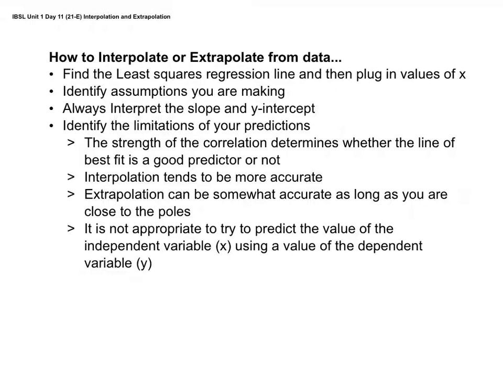We need to identify limitations, though. Anytime we're using a model, for one thing, there's the strength of your correlation, which means we're looking at what value? The R value, okay? The strength of your correlation is going to determine whether your line of best fit is reliable, or how reliable it is. If you have a really low R value, then your model is probably not going to give you that accurate of results, okay?